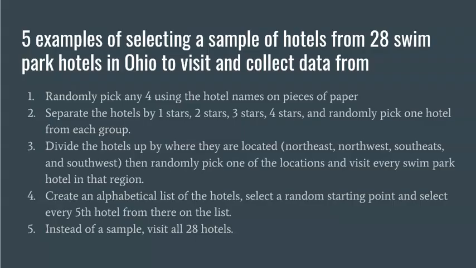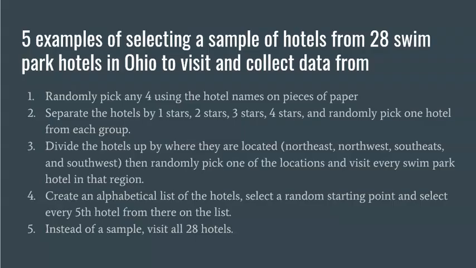So maybe there are 28 hotels all across Ohio, and I'm going to break them up by where they're located: northeast, northwest, southeast, and southwest. And I'm just going to pick 1 of those locations, and I will visit every swim park hotel in that region, right? So if the northwest gets picked, any of the hotels that are in that region will get picked. Now, maybe I end up with more than 5 because there's more than 5 hotels in that region, but that's the method I used.